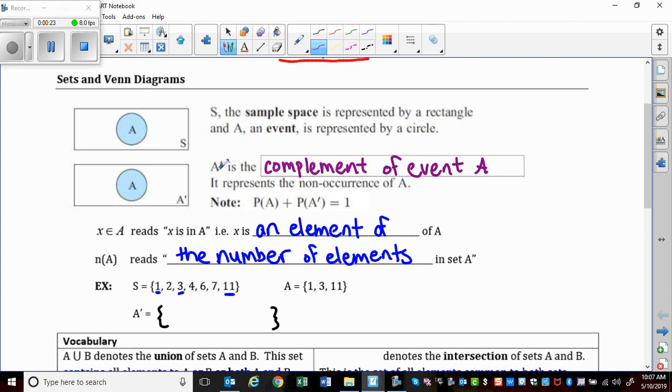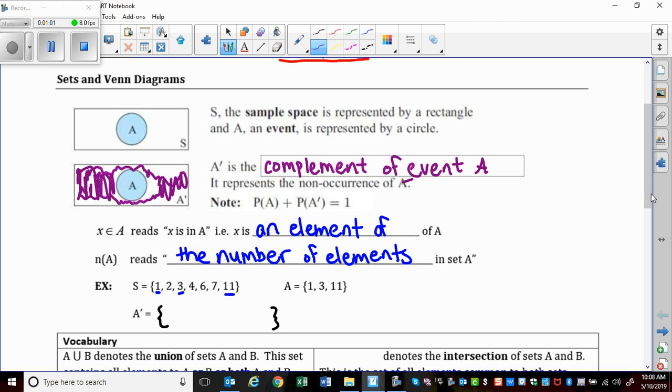The complement of A, or A prime, means the complement of event A, which represents the non-occurrence of A. So A prime is on the outside of A, but still within my sample space. So this is A prime. Note that the probability of A plus the probability of not A is equal to 1. X is an element of A. The number of elements in set A is n of A.